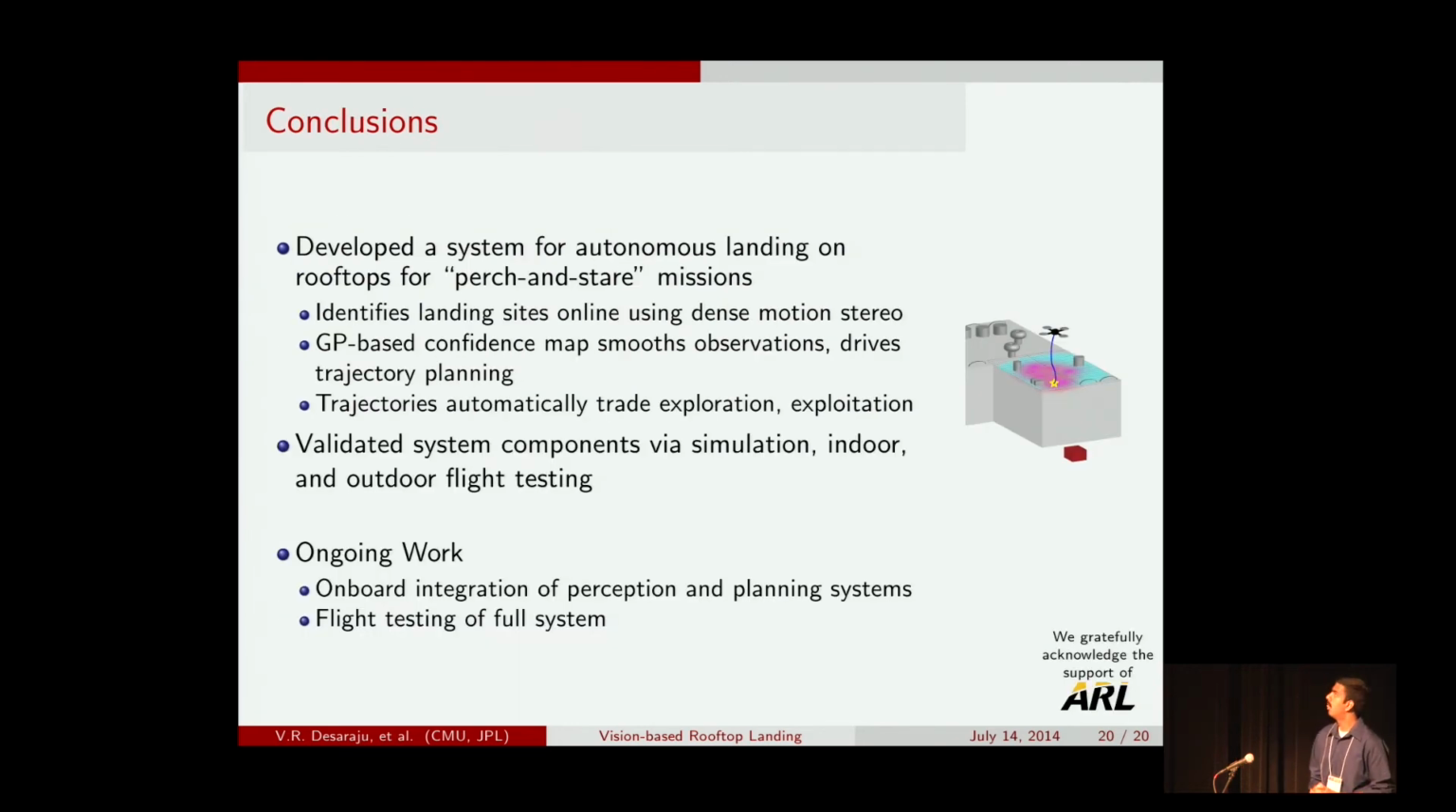So just to recap, what I've presented here is a system that enables a micro-air vehicle to autonomously land on top of a building in order to execute a perch and stare type of task. And so the components: we use a dense motion stereo-based perception system to identify these sites, and then a GP-based confidence map to smooth these observations and drive an information-based planning approach. And these planned trajectories automatically trade off between exploration and exploitation. And then we validate each of these components through a combination of simulation, indoor and outdoor flight tests. And right now, we're currently in the process of integrating all these components onboard the actual system to actually test the entire integrated system outdoors.